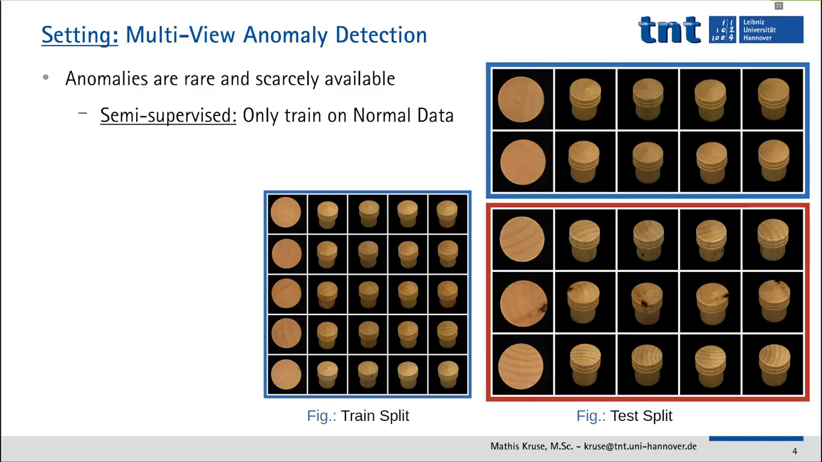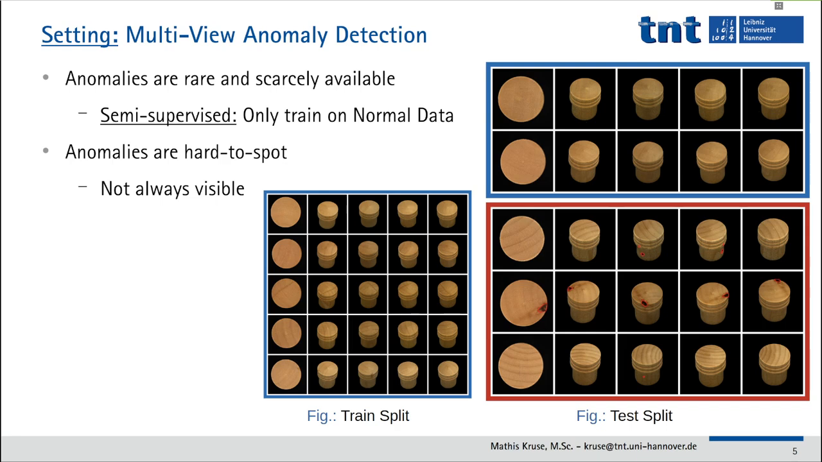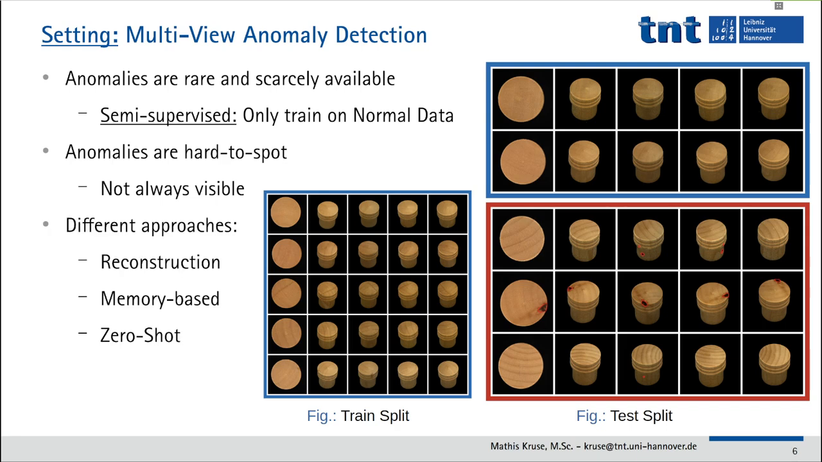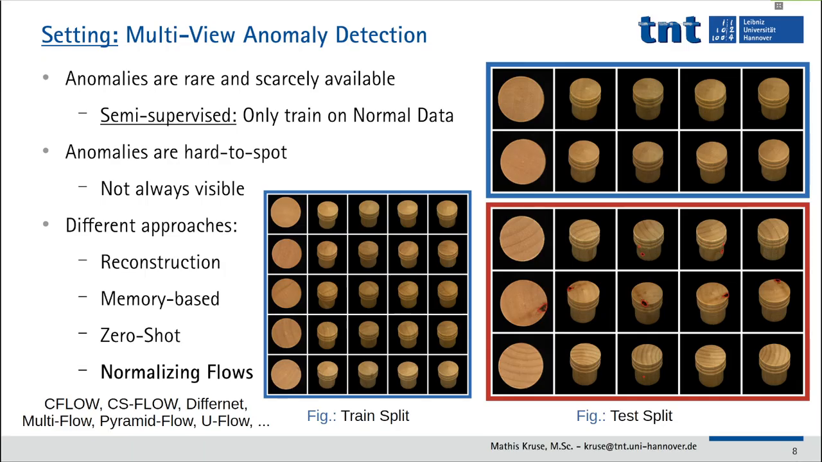During test time, we want to differentiate between normal data and anomalous data. The anomalies are usually very hard to spot, and they are not always visible in every view. Some of the approaches include reconstruction-based ones, memory-based ones, zero-shot, or also normalizing flows. They are a type of generative model which is able to perform density estimation, and there are a lot of different models like C-Flow, CS-Flow, DifferNet, MultiFlow, and many others that use this for anomaly detection.